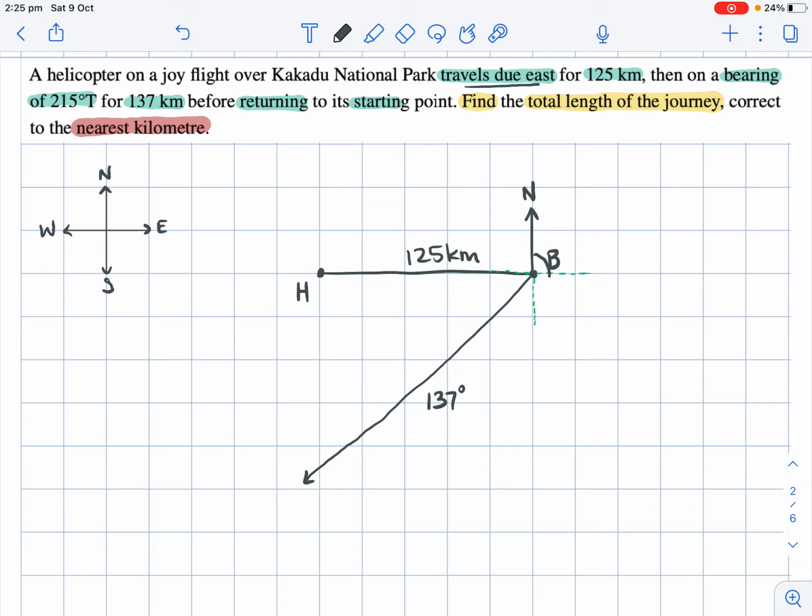Alright, and I know that that angle is 215 degrees. So I'm starting to build up my diagram. I've got some key information on here. After this point, I'm going to call that point C, just because the helicopter then flies back to its beginning. And there's my loop. I've got to find the whole journey. And I just noticed I called that degrees instead of kilometres. That was a bit silly.